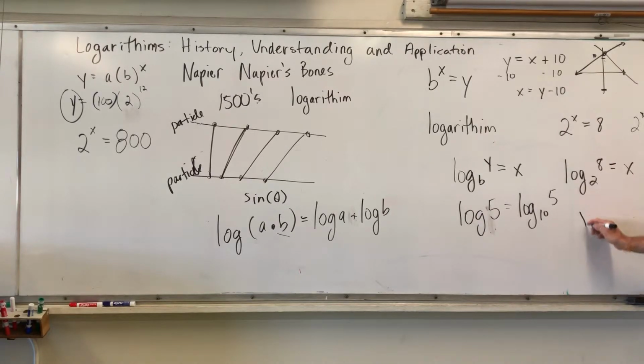I could say x is equal to log 8. This is something I would put on a calculator. I would have to do over log 2. And if you put that on a TI, Texas Instrument, or any calculator, it's going to be 3. Log 8 over log 2 is 3.